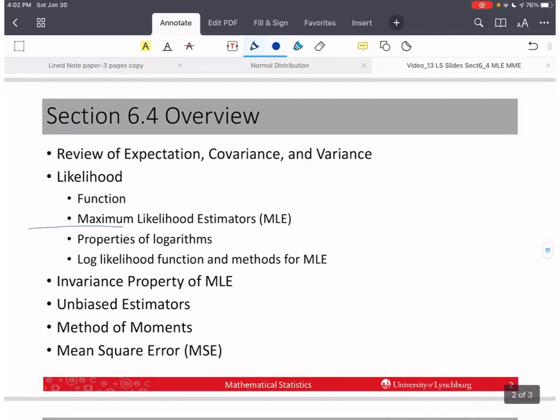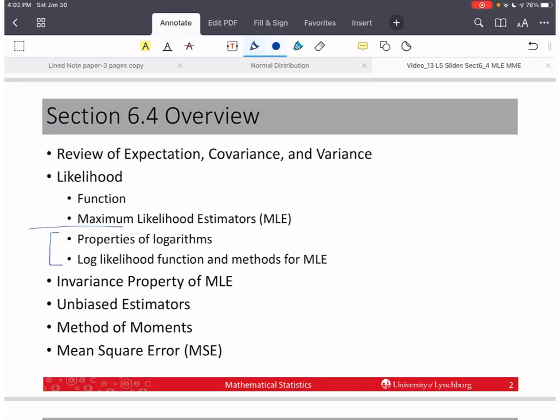So far in this section, we have reviewed the properties of expectation, covariance, and variance. We've discovered what the likelihood function is and how to use it to find maximum likelihood estimators. And now we are going to review the properties of logarithms and see a usually easier way to find the MLE using the log likelihood. That's going to be the log of the maximum likelihood function.